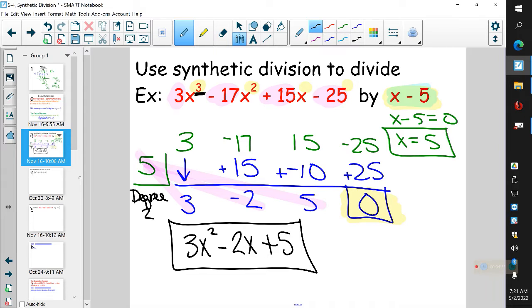Now, long division is not something we're going to be working on, so we're going to focus just primarily on synthetic division. So this is your first example.